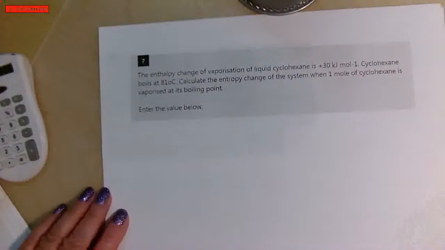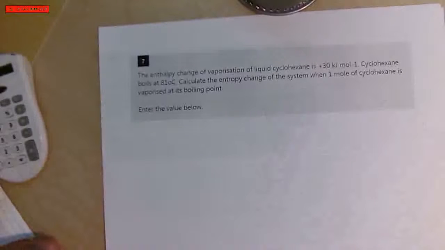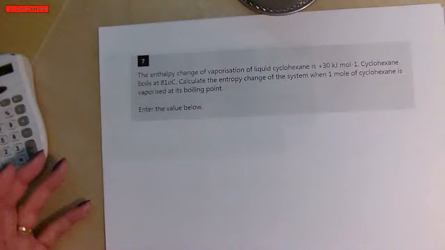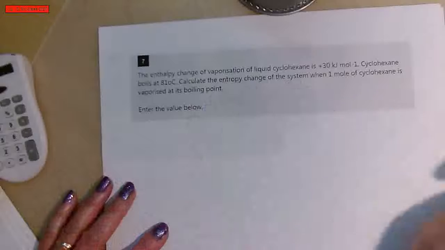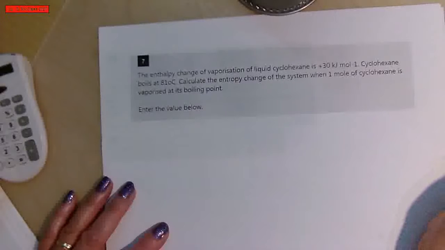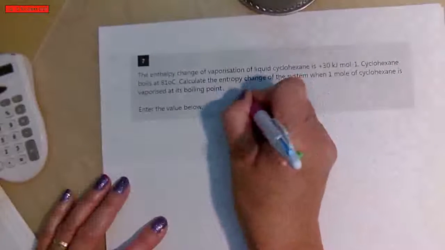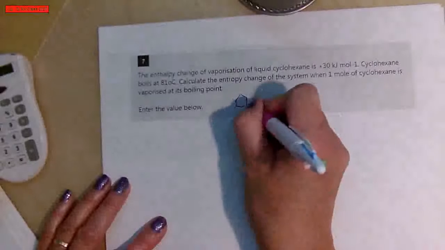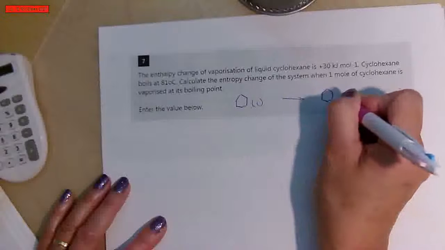Okay, so number 7, the enthalpy change of vaporization of liquid cyclohexane to gaseous cyclohexane. It wants the entropy of that change. So I always like to draw these things. If you don't know what cyclohexane is, you could put X liquid to X gas, but cyclohexane is a 6-membered ring, and that's as a liquid, and it's going to cyclohexane as a gas.